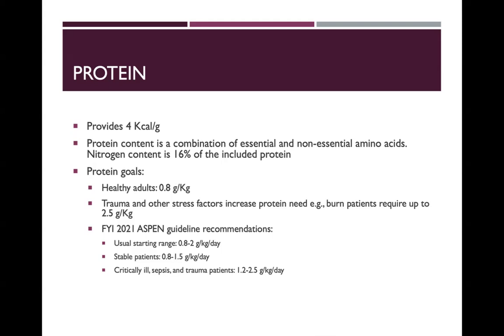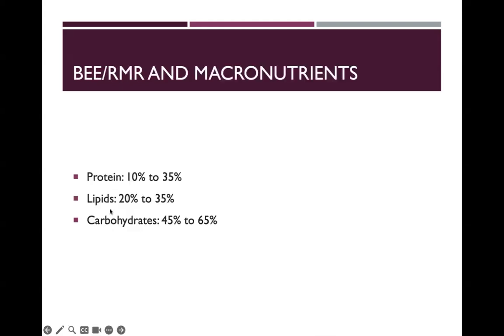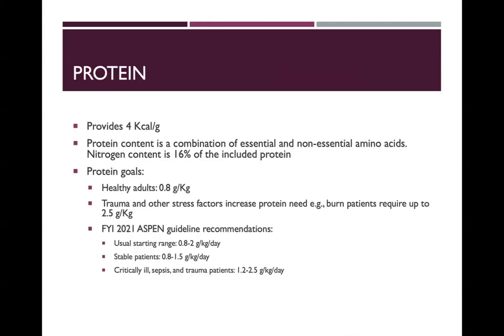How do we calculate? As you saw from the previous slide, we said it's about 10 to 35%. Well, which number do we choose? It's typically based on what that particular patient needs. So for a healthy adult, it's about 0.8 gram per kilogram of the patient's body weight. You might see that as 0.8 to 1, or 0.8 to 1.2. Generally, the number I would ask is about 0.8 gram per kilogram.